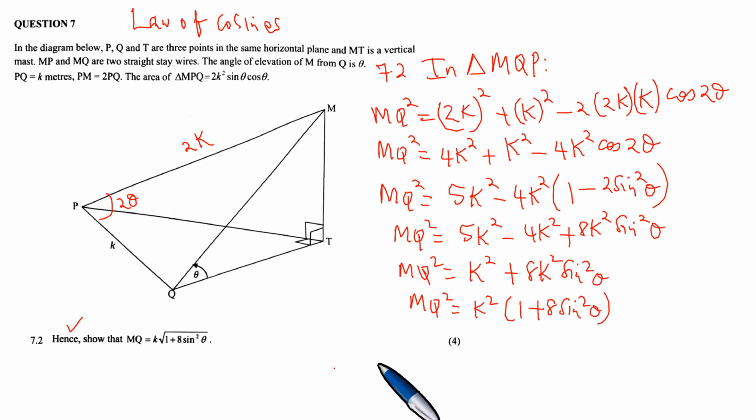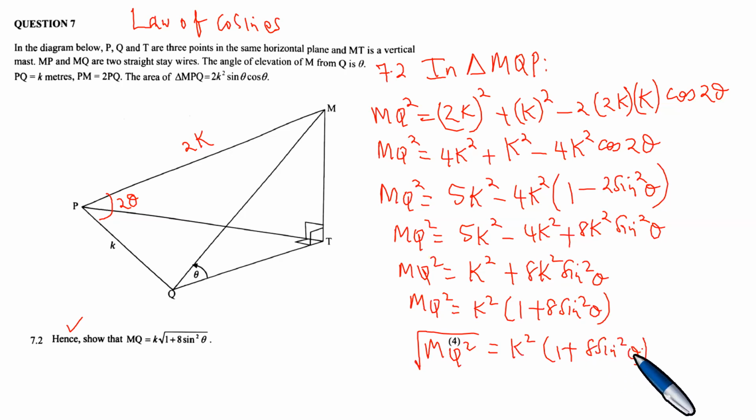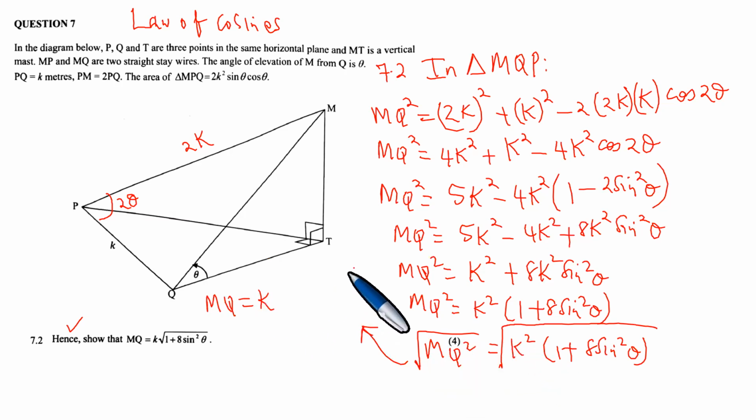So this one is straightforward. We are very close to the result, and we can just take the square root of both sides. So we have the square root of MQ squared equal to the square root of k squared into 1 plus 8 sine squared of theta. On the left-hand side we therefore have MQ. The square root of k squared becomes k because k is positive. So we have 1 plus 8 sine squared of theta.